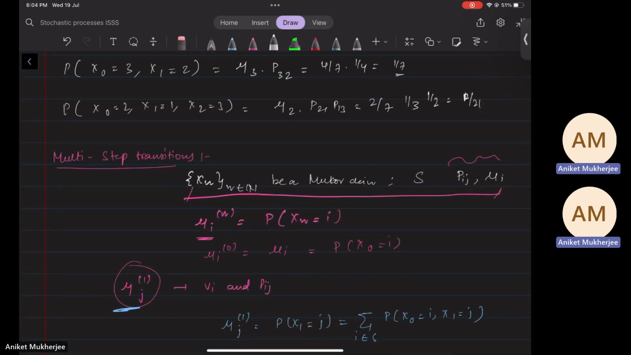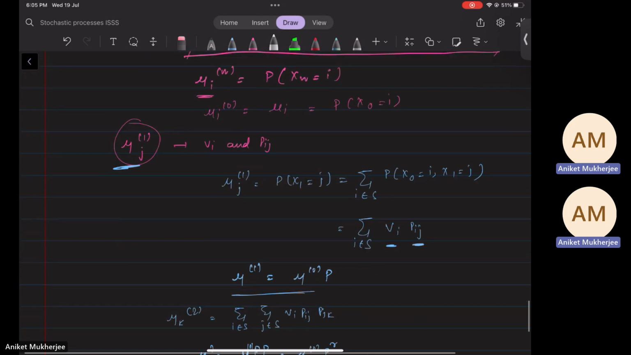Then we went into something known as multi-step transitions. So what if you don't have just the immediate next state, but you have some condition that, okay, at second step I was at this state. What is the probability that at the 10th step you'll be at state J? So those are multi-step transitions. Now you can take a number of paths to go there. But this also we saw last time.